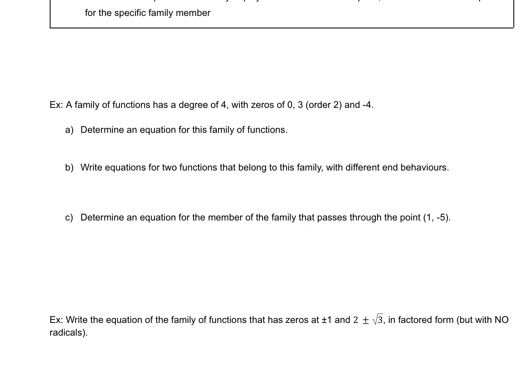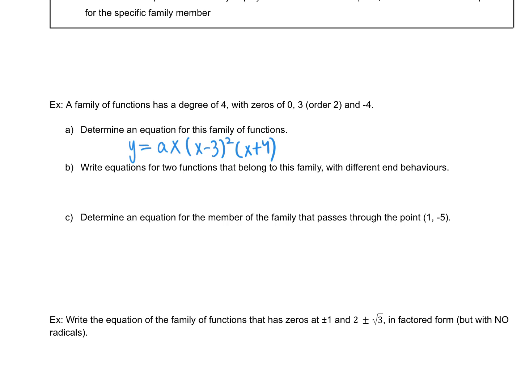A family of a function has a degree of 4 with zeros at 0, 3, and -4, and we're given some information about that order. So we don't know the a value. One of the zeros is at 0, so I'll just write x. I'm not going to write x minus 0, that's excessive. x minus 3 squared and x plus 4.